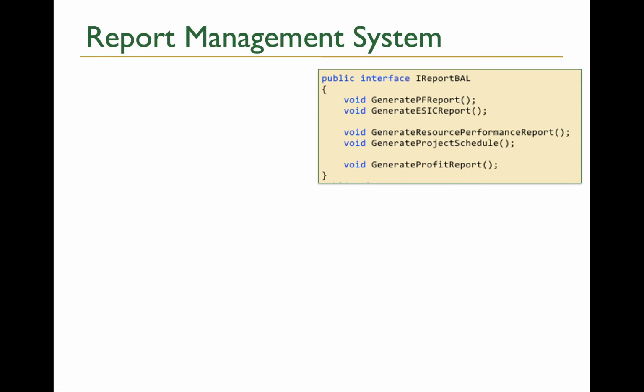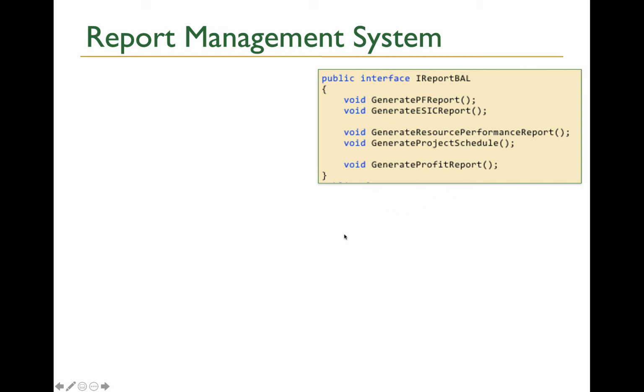Let's take a look at a very concrete and practical example. This interface is about generating reports, and as you can see, there are 5 different methods. We can generate a report per file. We can generate a report for SIC, and something about enterprise. We don't know what that is, but it's a kind of report. We can generate a resource performance report, a project schedule report, and also a profit report.